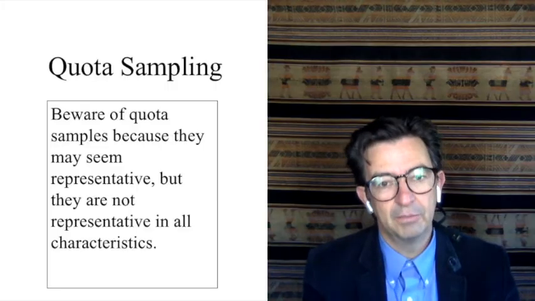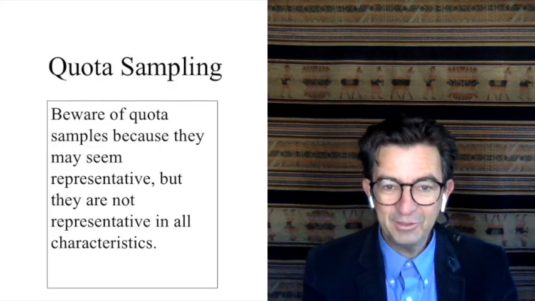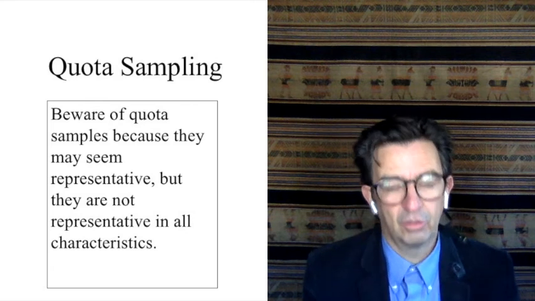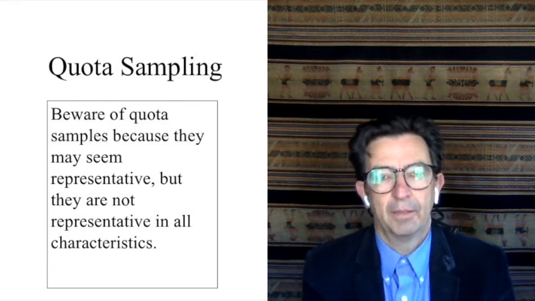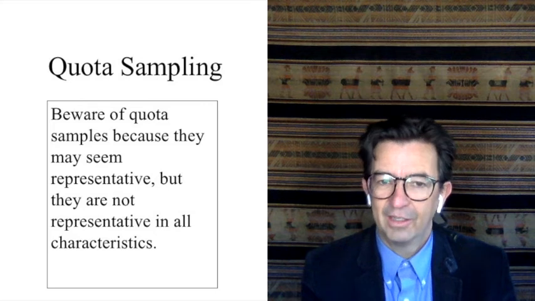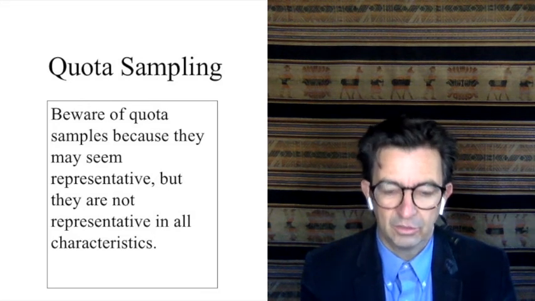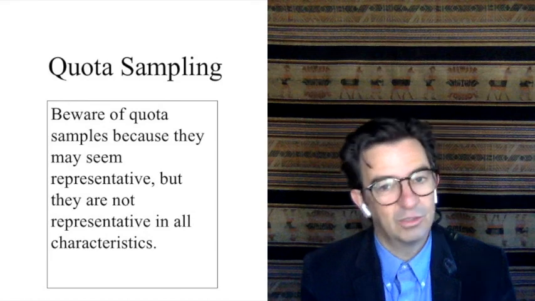So you have to be aware of quota sampling because it looks just like the population on the characteristics that you observe, but again, it is not representative because you've systematically excluded respondents on those characteristics that you don't observe.